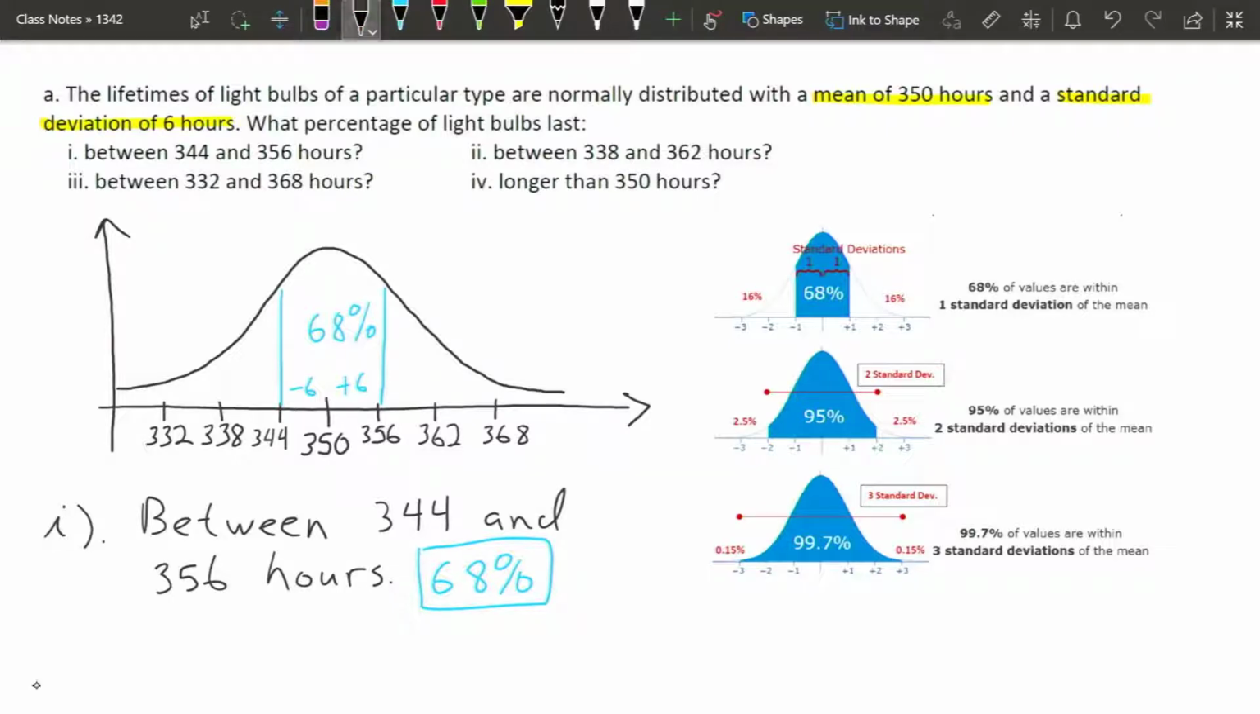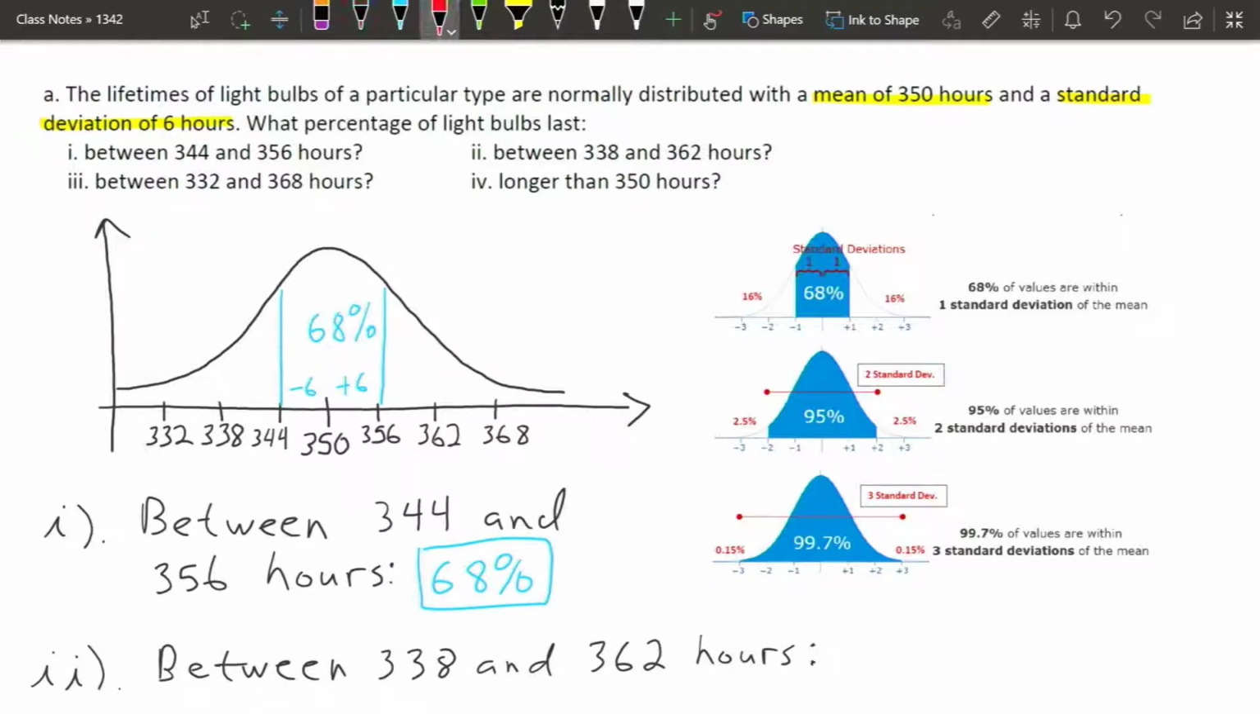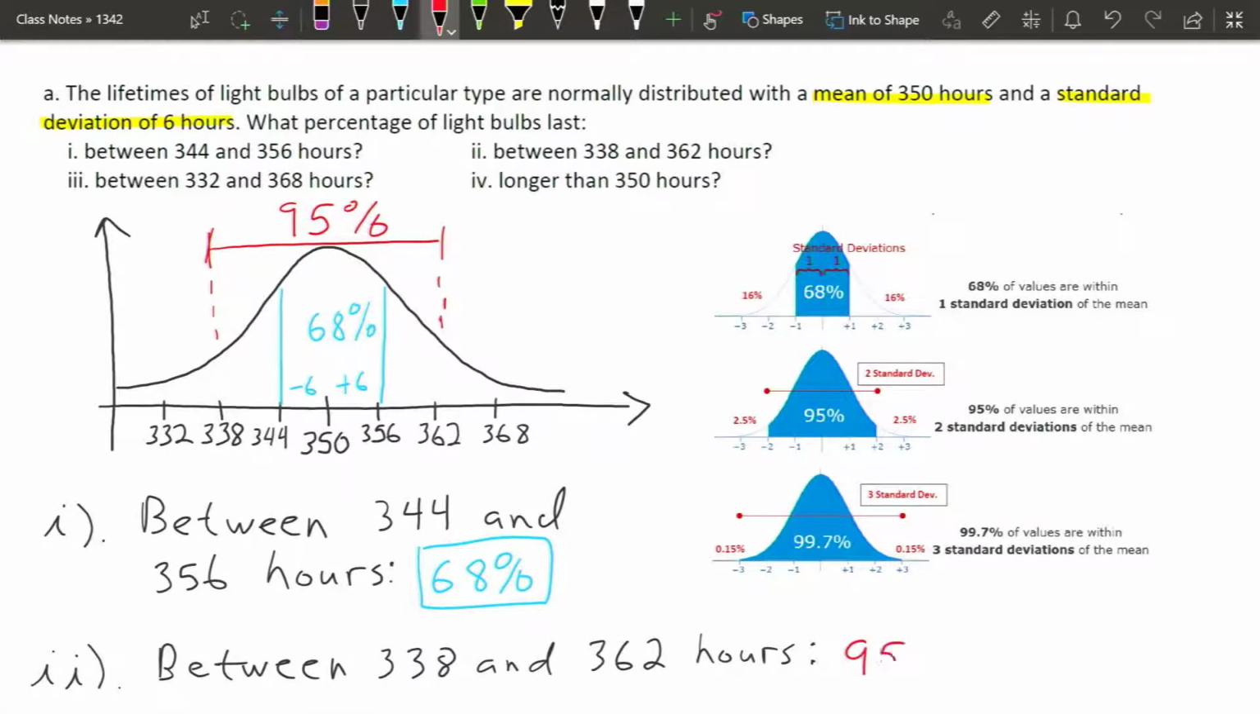For the second one, part 2 of this question, where it asks about the percent that lie between 338 and 362 hours, we can look at the graph again and figure out that this is 338 up to 362. That's 2 standard deviations from the mean on either side. There's 95% contained in between there. So the answer to that is 95%.